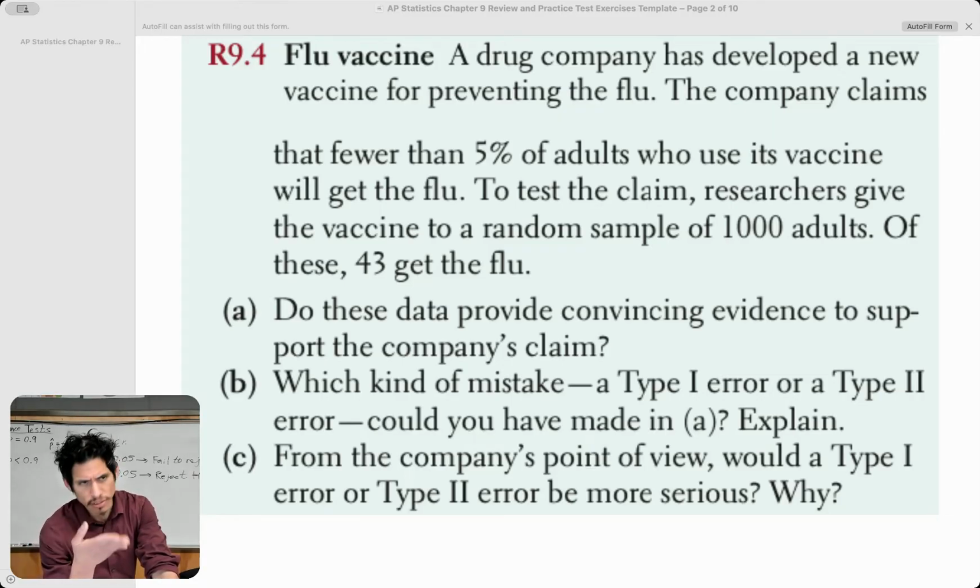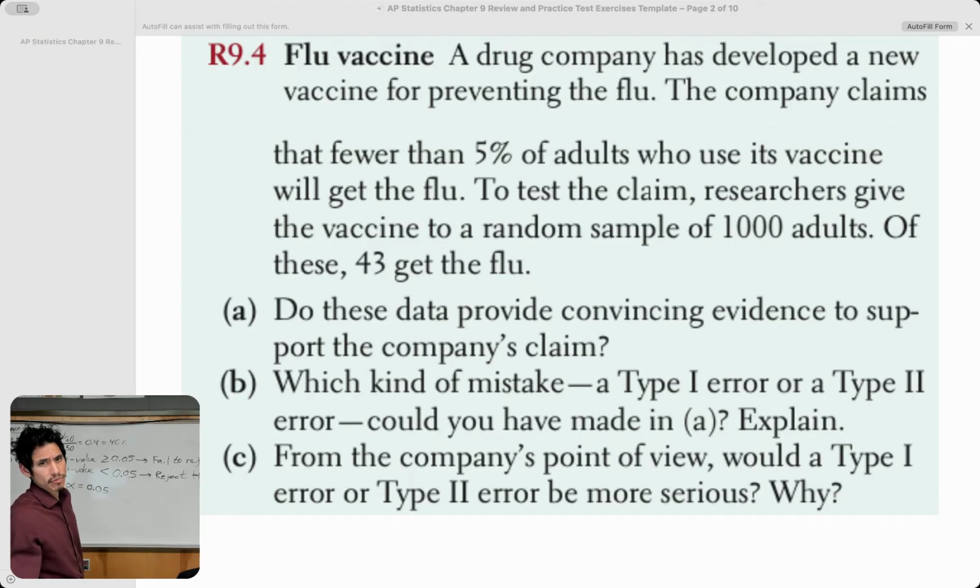We've got the flu vaccine. A drug company has developed a new vaccine for preventing the flu. The company claims that fewer than 5% of adults who use its vaccine will get the flu. To test the claim, researchers give the vaccine to a random sample of 1,000 adults. Of these, 43 get the flu. Do the data provide convincing evidence to support the company's claim? And we have to figure out whether we could have made a type 1 or type 2 error after we run a significance test. All right, let's get going.